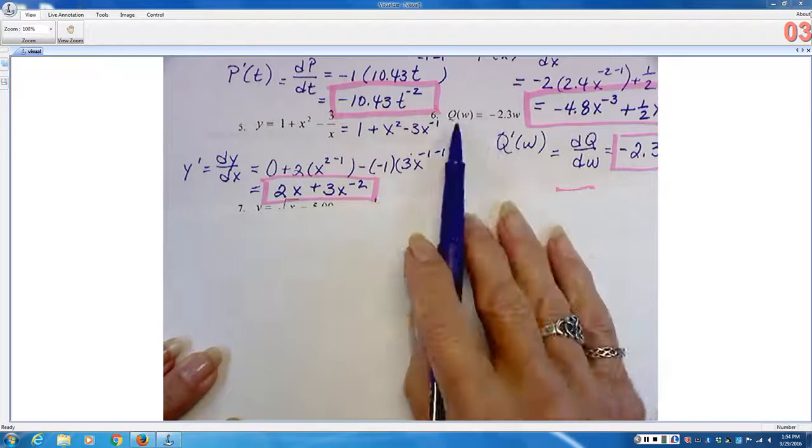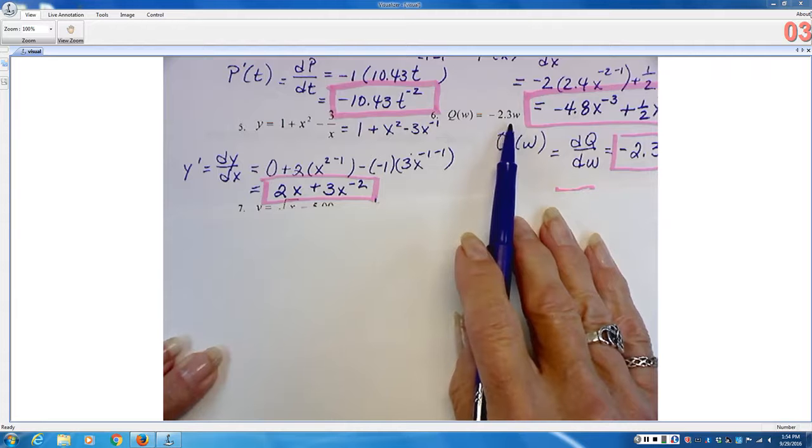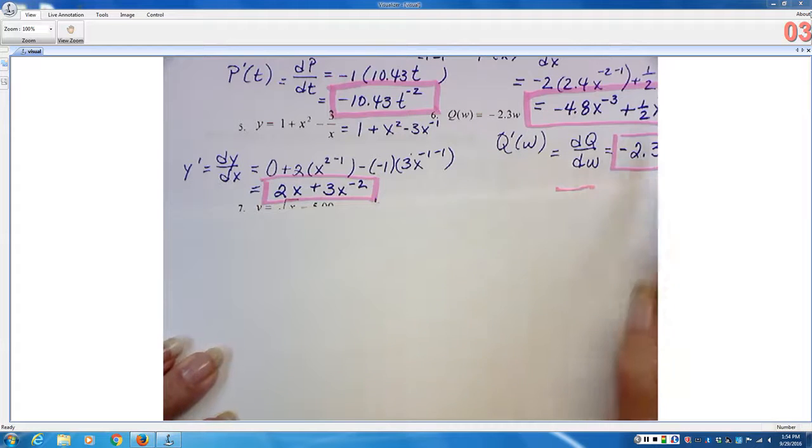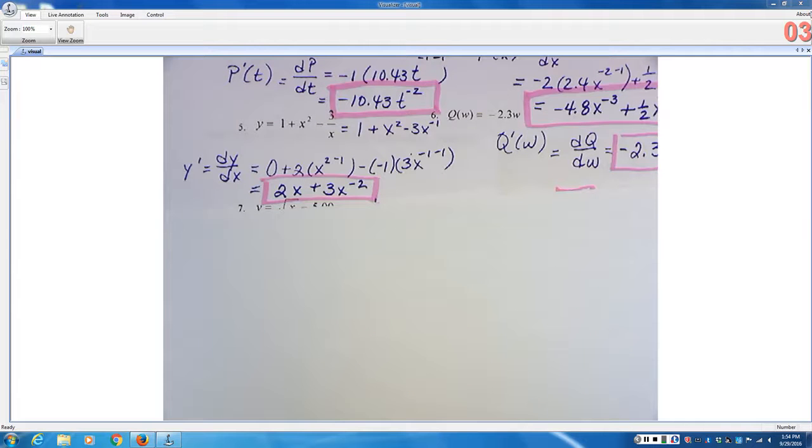And then for q of w equals negative 2.3w, the derivative q prime, or dq over dw, is just negative 2.3. Because there again, you bring the power of 1 down, doesn't change anything, but when you reduce the exponent by 1, w to the 0 power becomes 1.